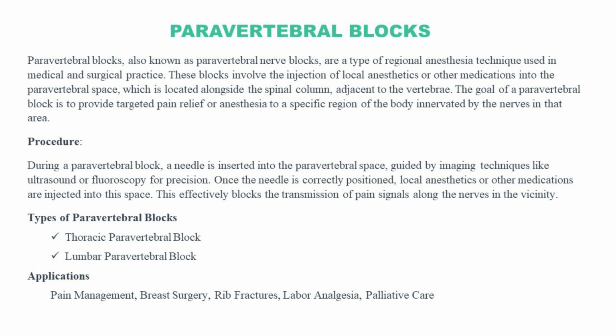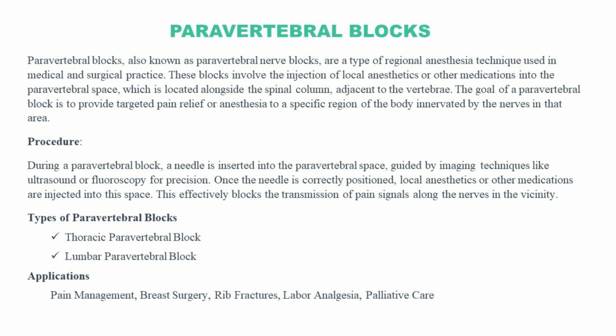1. Procedure. During a paravertebral block, a needle is inserted into the paravertebral space, guided by imaging techniques like ultrasound or fluoroscopy for precision. Once the needle is correctly positioned, local anesthetics or other medications are injected into this space. This effectively blocks the transmission of pain signals along the nerves in the vicinity.